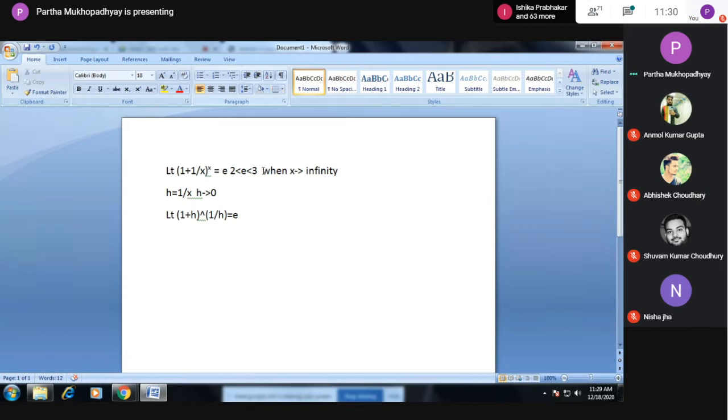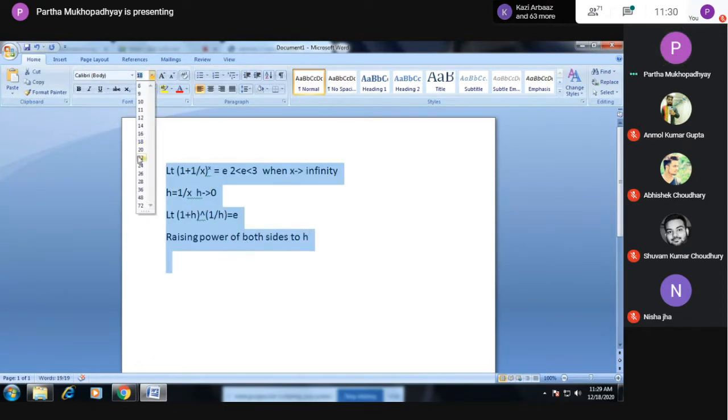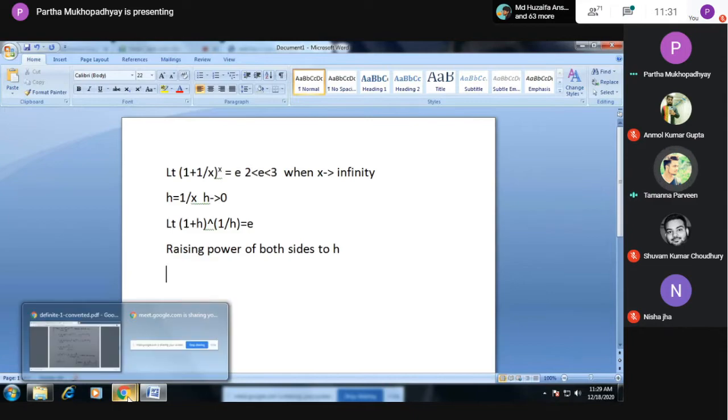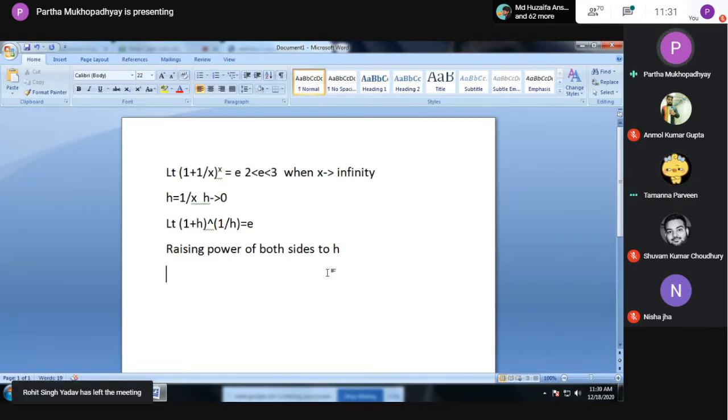Yes, sir. Tell me, if you raise the power of both sides to h, what will happen? I think everybody can see it clearly. Raising power of both sides to h, what will happen? Answer me. 1 plus h equal to e to the power h. Yes. So 1 plus h equal to e to the power h.